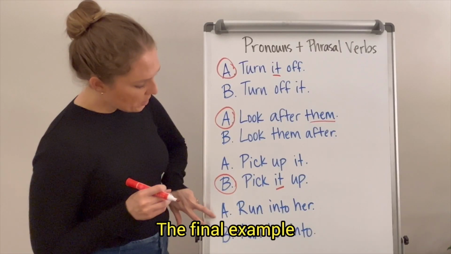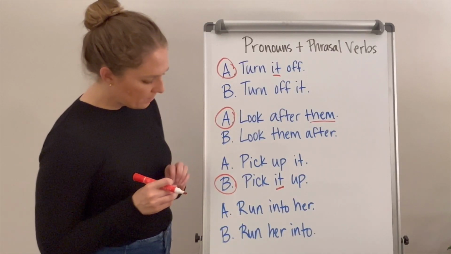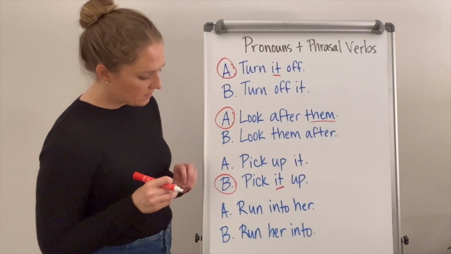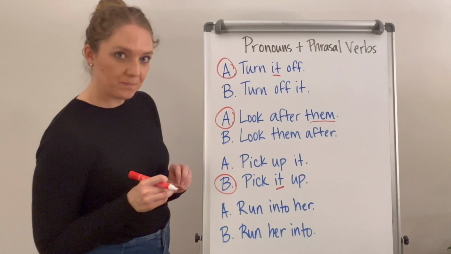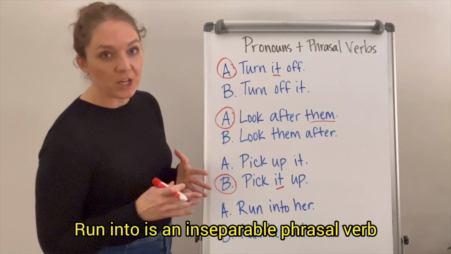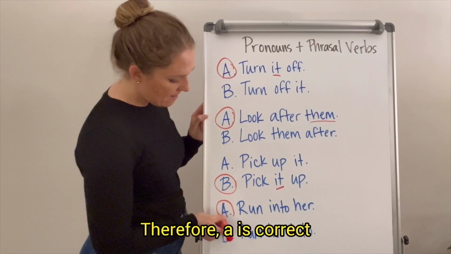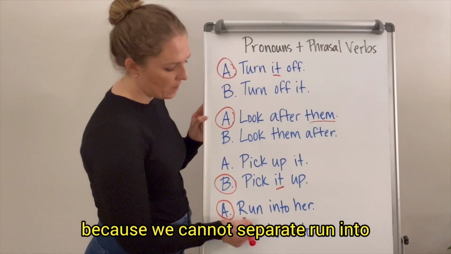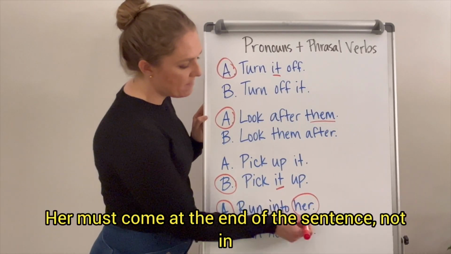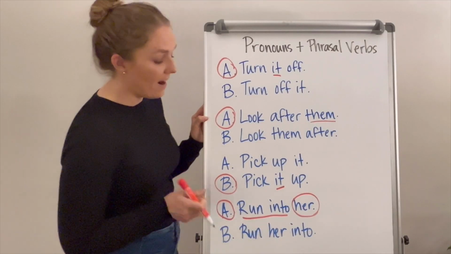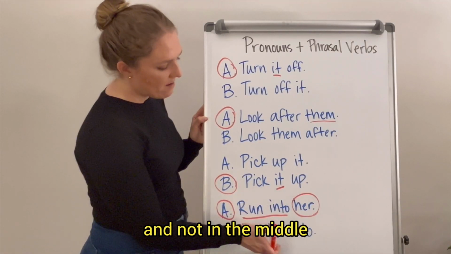The final example, run into her, run her into. Run into is an inseparable phrasal verb. Therefore, A is correct because we cannot separate run into. Her must come at the end of the sentence, not in the middle.